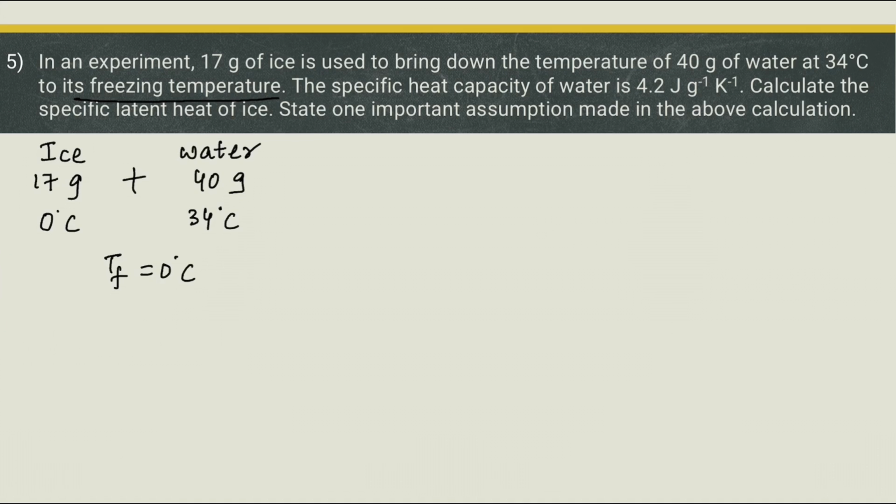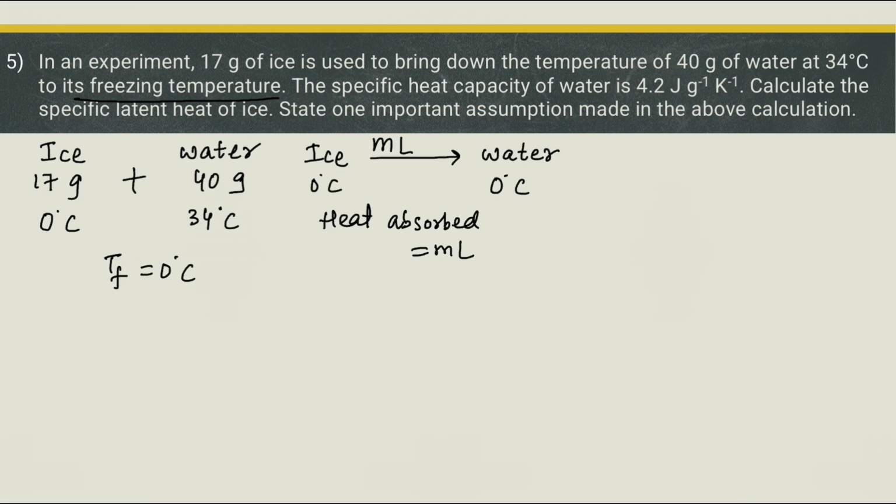The specific heat capacity of water is given, and we have to find out the specific latent heat of ice. So now see, ice at 0 degree Celsius is the cold substance that absorbs heat energy from hot water. So what will happen to this ice? This ice will convert into water. Temperature does not change, so temperature remains 0 degree Celsius. This heat energy absorbed is ml. But from where does it come? It comes from heat released.